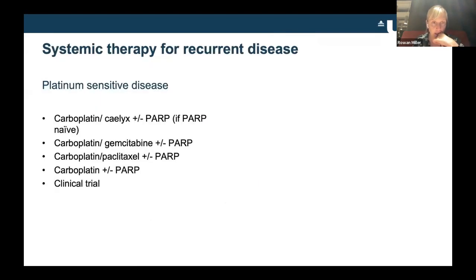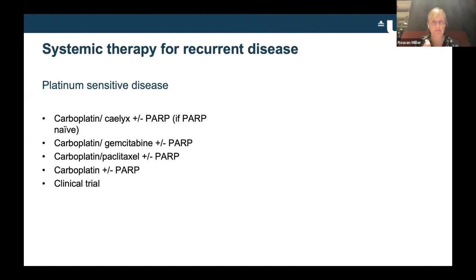And then in terms of systemic therapy for recurrent disease, platinum sensitive, so like I said, anyone over 6 months and anyone who's responded to platinum. I think most of us would only do it if they were 4 months plus, but by the new guidelines, we can re-challenge with platinum, even if it's only 6 weeks from your last platinum, provided you responded before. But I haven't seen many responses in that category.